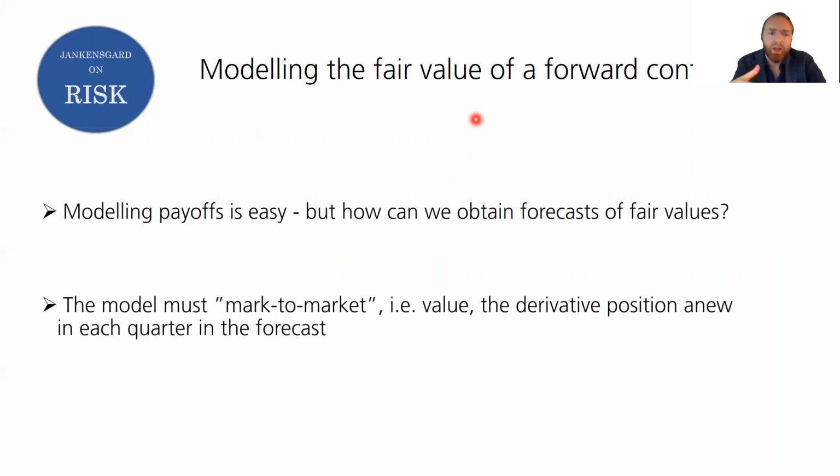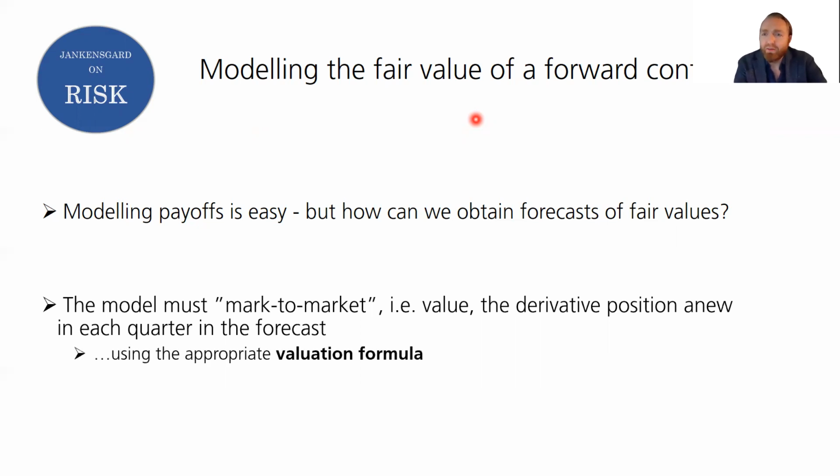So what has to happen is that the model marks to market, meaning it values the derivative position in each quarter in your forecast. It's as if we were looking ahead and anticipating doing a valuation on the balance sheet date. What if we arrive on that day and the market numbers in that quarter are such and such, and that will go into the formula that we are using for the fair value assessment? So we're anticipating doing a valuation on a future date, right?